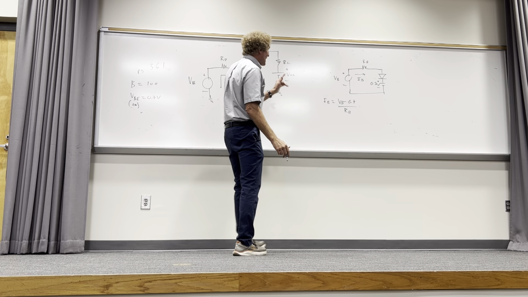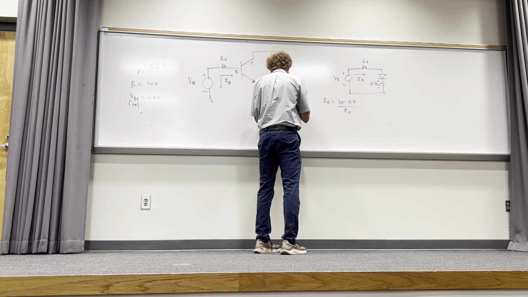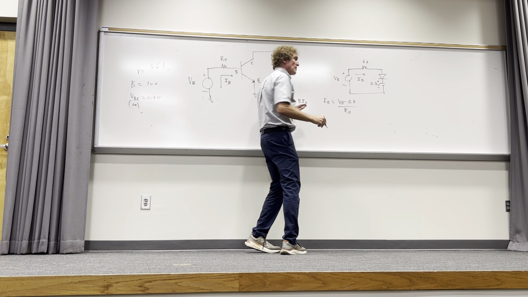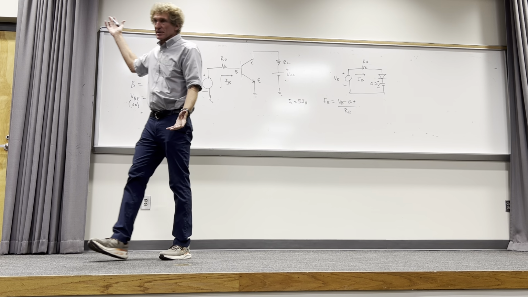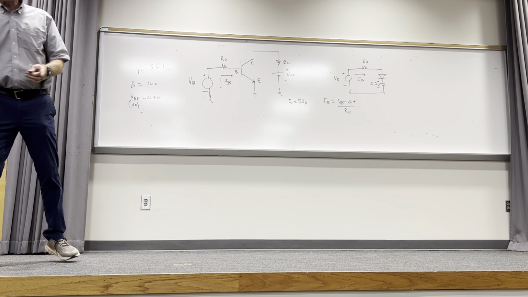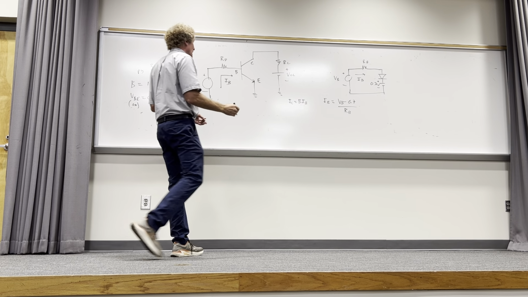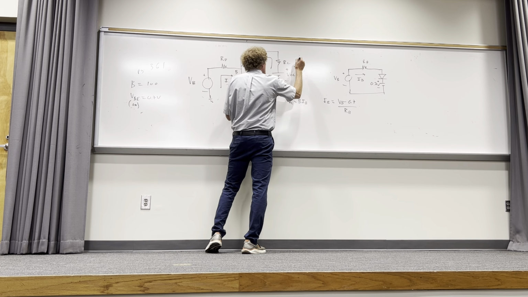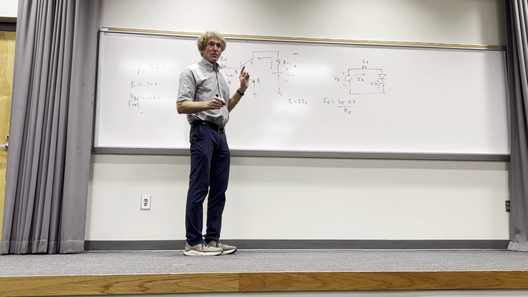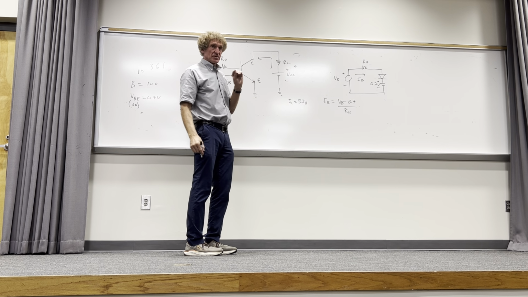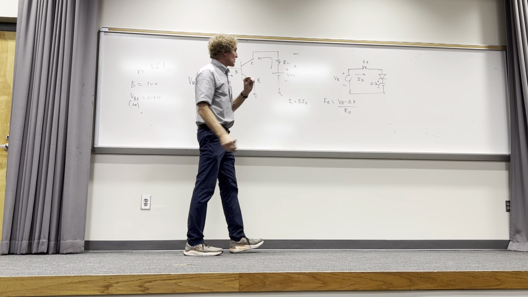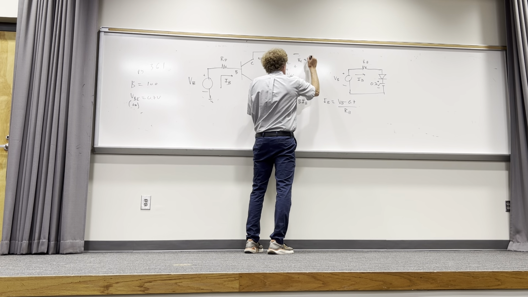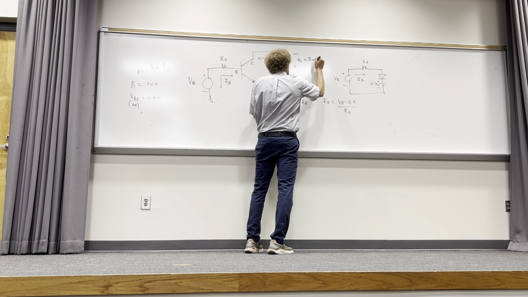Now, if I have IB, I automatically have IC, which is beta IB. How many see that? Beta is 100, I said, right? If I know IB flowing, and it flows in this direction, I also know the voltage across this, don't I? That would be IC times RC. Does everybody see that? So this voltage right here, which I'll just call V sub small c, is going to be IC times RC.